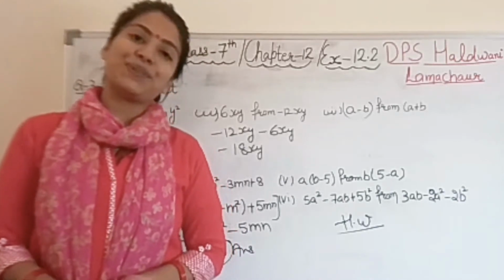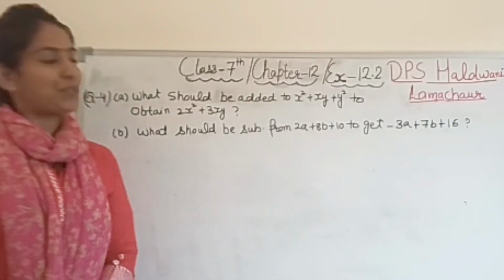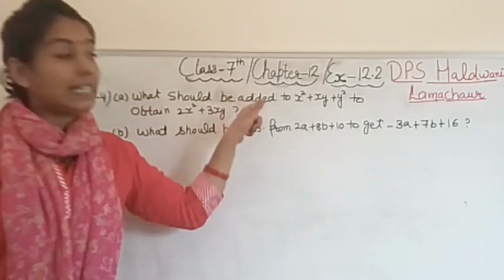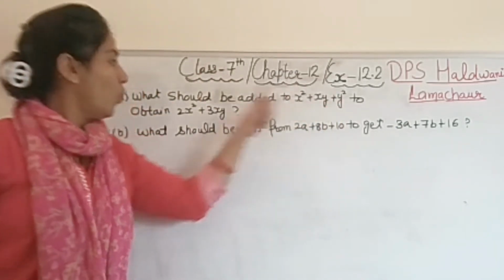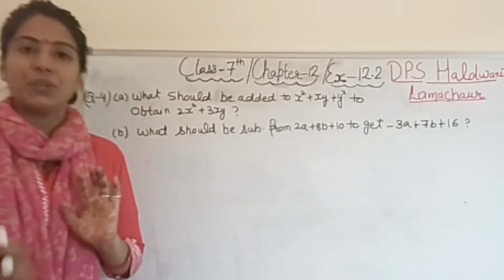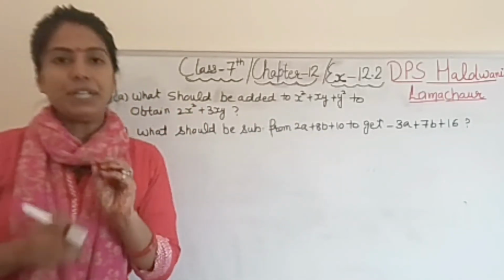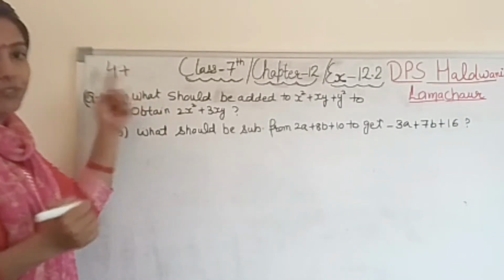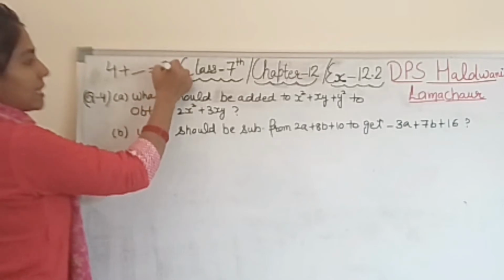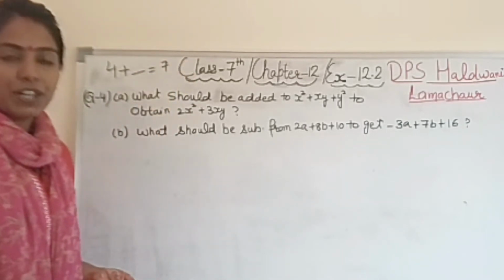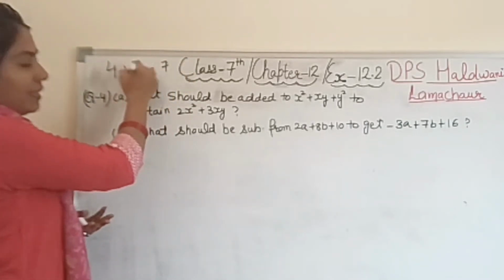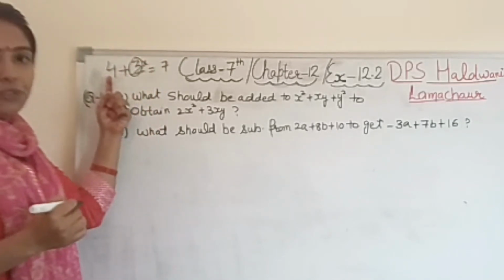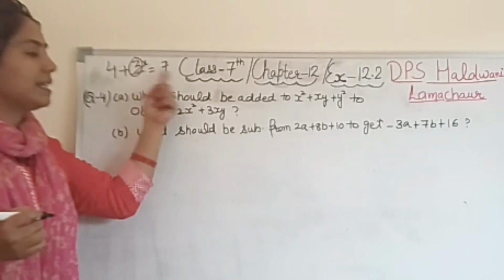Now coming to our next question. Coming to our question number 4 student. 2 parts we have. Okay. First part, what should be added to this to obtain this? Question got student. Simply I am telling you, what if we have 4, what should be added to 4 so we can get 7? What if we get 3? Yes, suppose in the place of 3 there is x. What should be added to 4 so we obtain 7?